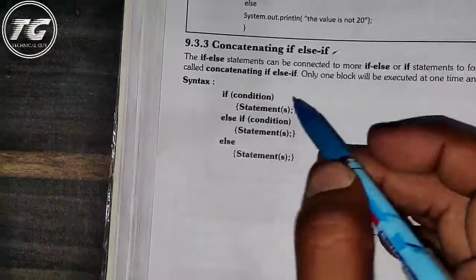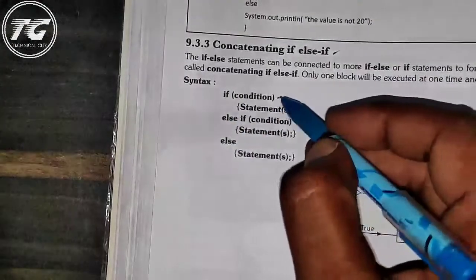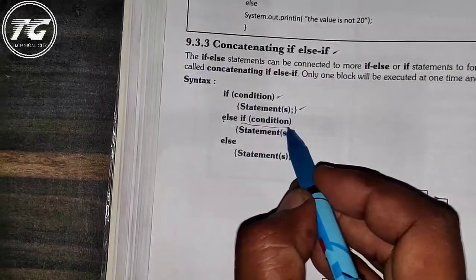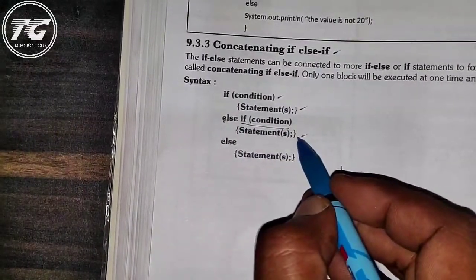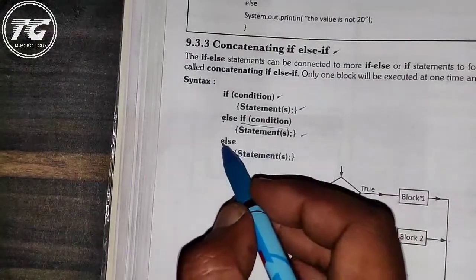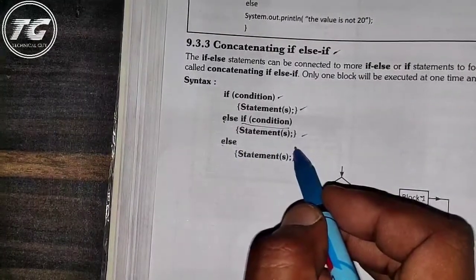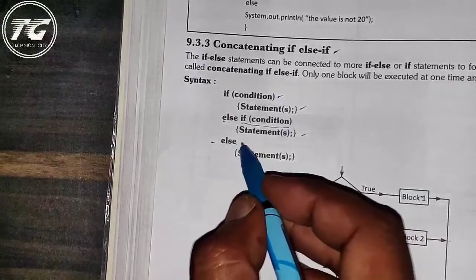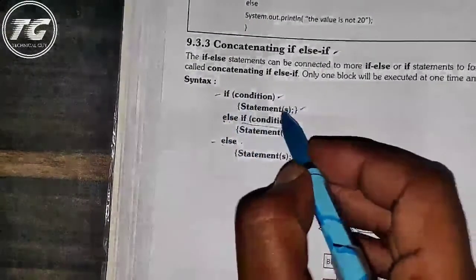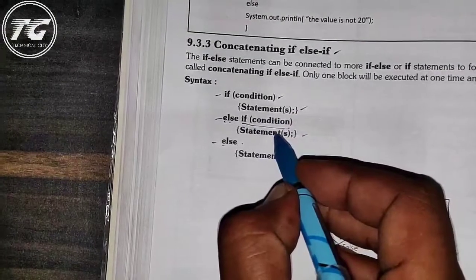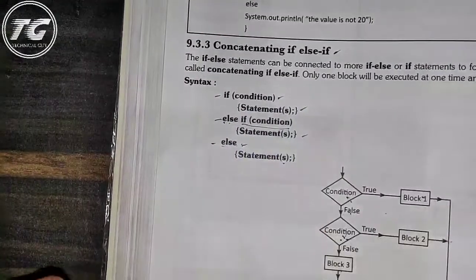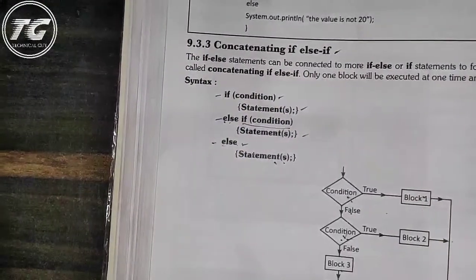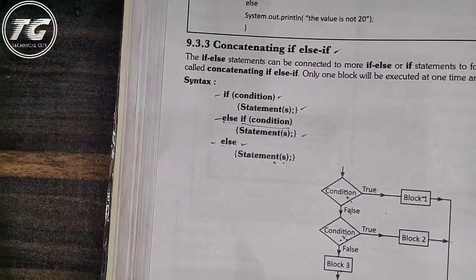So this is the syntax for this. Firstly you will write if condition, then the set of statements. After the else you will start another if, then the statements here will go again. After the else you can start another if, and another if, and in the end you will write else. If this condition is true this will execute, if this is true this will execute, and if none is true then the else part will execute. So this is called concatenating if else if.